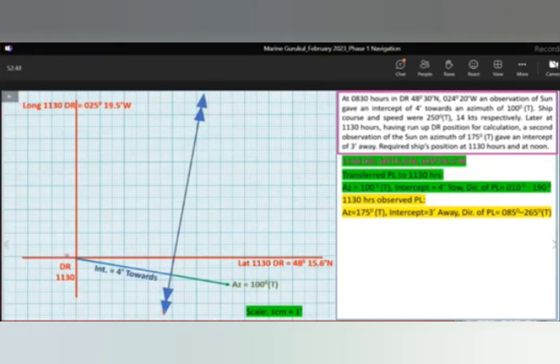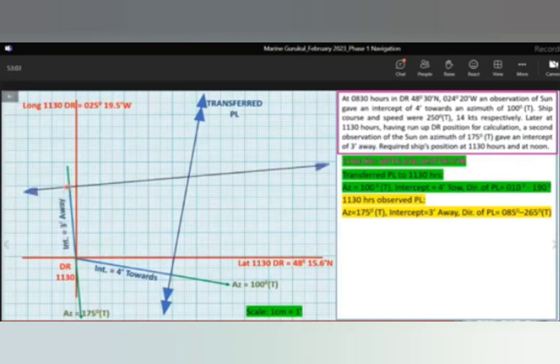Then we mark off azimuth for the 1130 PL, 175. This is the 175 azimuth, and we have the intercept in the away direction, 3 miles. We mark off the intercept here. This is the ITP. Then we draw the second PL marked with single arrows. Why? Because that's a celestial PL, observed PL, and not a transferred PL. Therefore this becomes the fix at 1130.